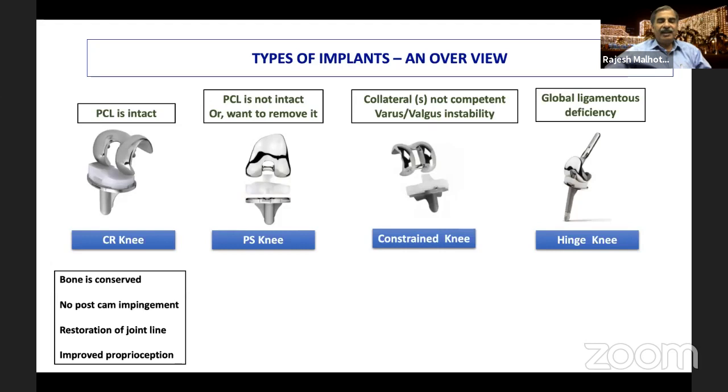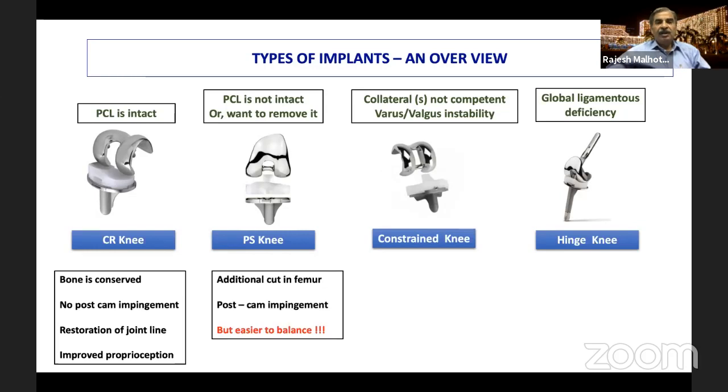So let's talk about the PCL being intact. Now you use a CR knee. The advantages are the bone is conserved, no post-cam impingement, restoration of joint line, and improved proprioception. If you want to remove it, you can either go for the anterior stabilized insert, or you can use a PS knee where you make an additional cut in the femur, which is a box cut. There's maybe a risk of post-cam impingement, but it is a little more forgiving for beginners, and it is easier to balance than a CR knee.